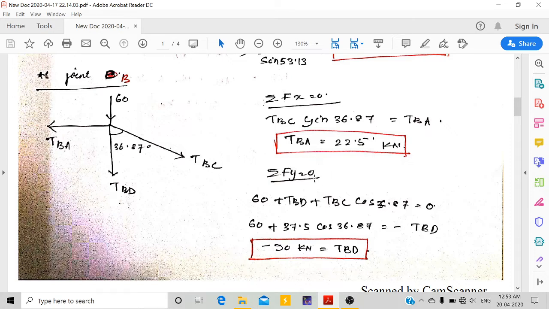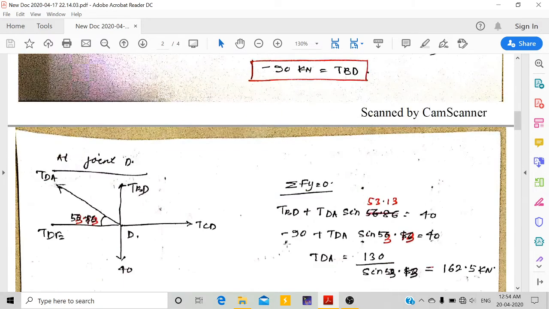Next, my summation of Fy, if I do it, 60 is in the downward direction, TBD is in downward, all are in the downward direction. So I have taken the negative as common and taken it to the right hand side, so that the negative sign gets converted to a plus sign. So I replace the value 60, TBC value 37.5 cos 36.86, is equal to, sorry, this is the TBC value and TBD is minus, so I calculated the TBD value. Next, I will go to joint D.